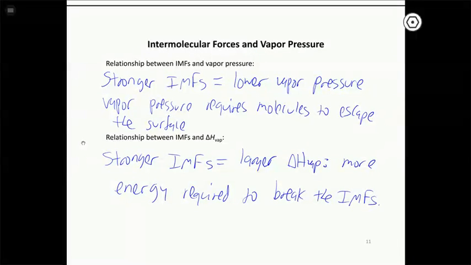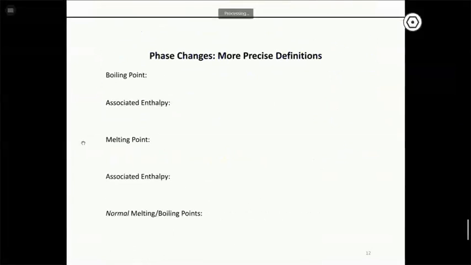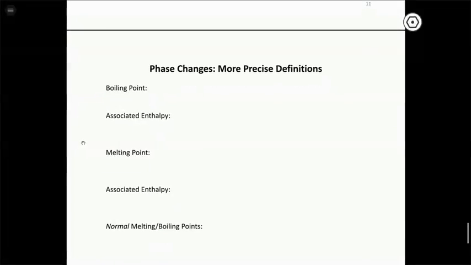Now, the last thing we'll talk about today are some more precise definitions of phase changes, which will lead into what we're going to do next time, and will also allow us to look at that last equation we talked about in one different way. When we talked about boiling point, we introduced it at the beginning of this chapter as the temperature at which the liquid molecules convert into the gas phase. A more precise definition of boiling point is the temperature at which the vapor pressure is equal to the atmospheric pressure.